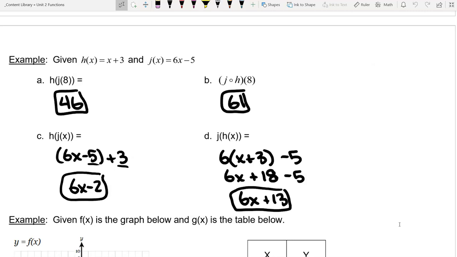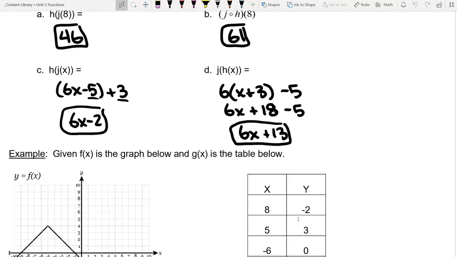Okay, so there are the 4 answers. I showed a little bit more work on these just so you can see what I did. So J, this 6x minus 5 went in for this x, so that's what I'm showing there, and then you just have to simplify. And then the other one is just the reverse, so I take h of x, and then I put it in for this x, so it goes in parentheses next to the 6. Okay, so then I had to distribute and then clean it up a little. All right, so if you have questions on that, just email me. I'll try to help you out.